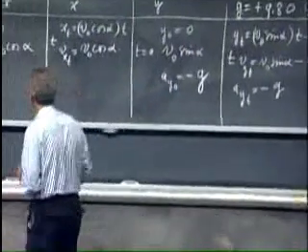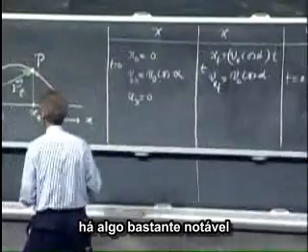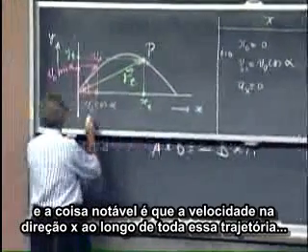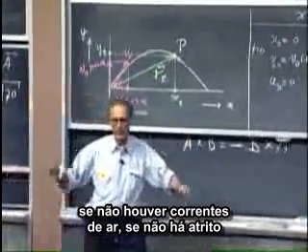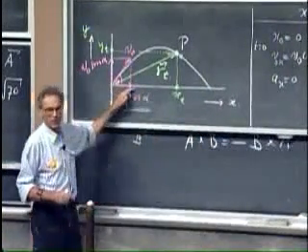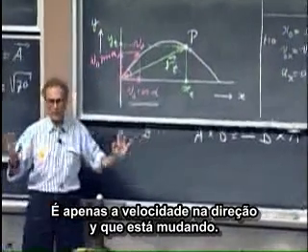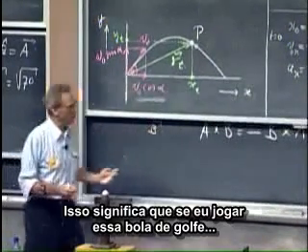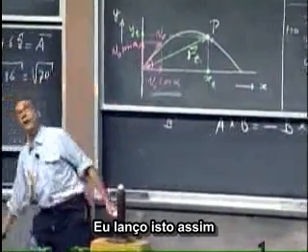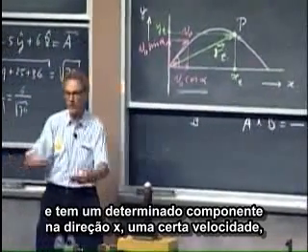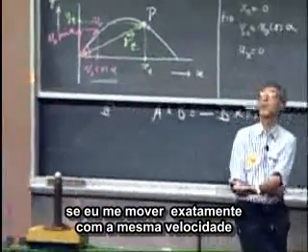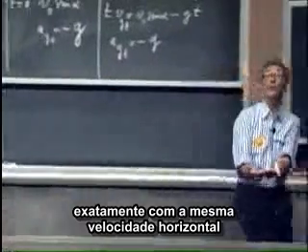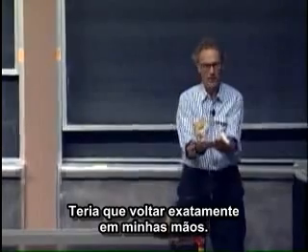Now when you look at this, there is something quite remarkable. The velocity in the x direction throughout this whole trajectory, if there is no air drag, if there is no friction, is not changing. It's only the velocity in the y direction that is changing. It means if I throw up this golf ball, and it has a certain component in x direction, a certain velocity, if I move myself with exactly that same horizontal velocity, I could catch the ball here. It would have to come back exactly in my hands.